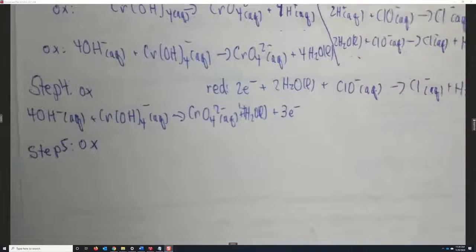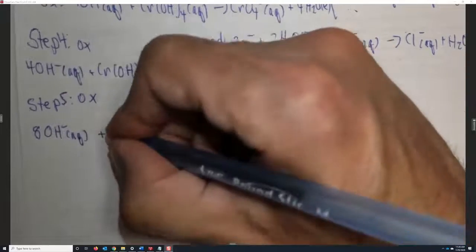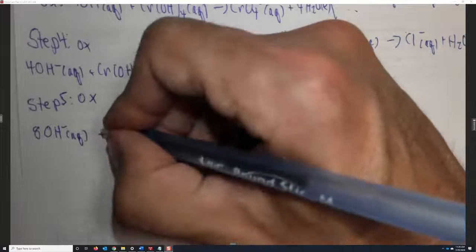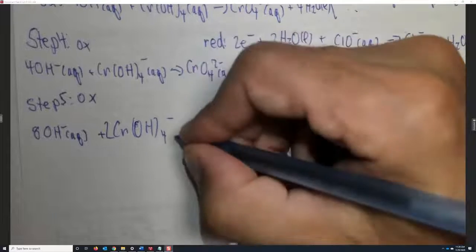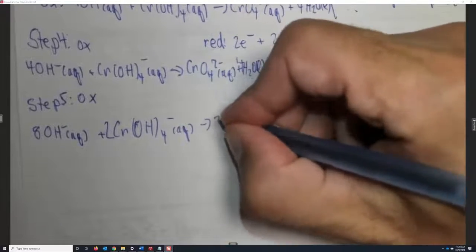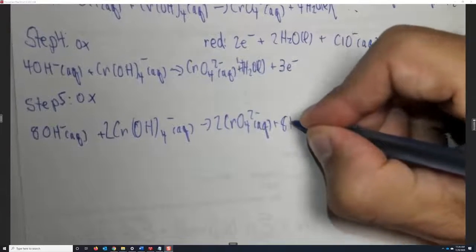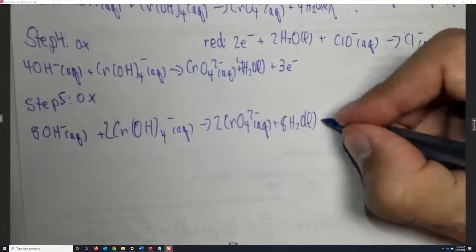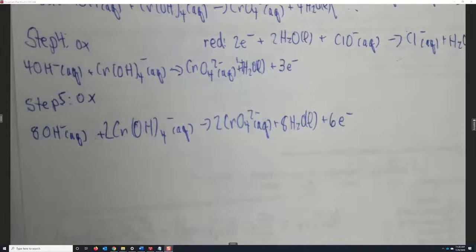So for step 5, for the oxidation half reaction, we want to multiply everything by 2, so we have 6. So instead of 4 OH minus, it's 8 OH minus aqueous plus 2 CrOH4 minus aqueous yields 2 CrO4 2 minus aqueous plus 8 H2O liquid plus 6 e minus. So I multiplied everything by 2.